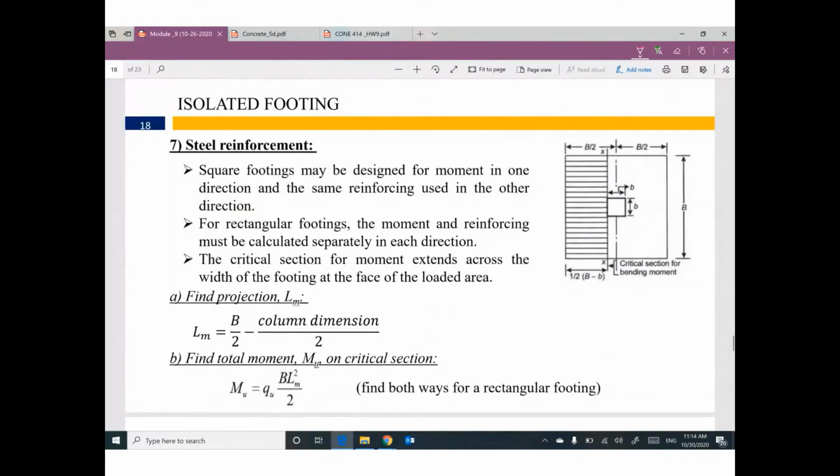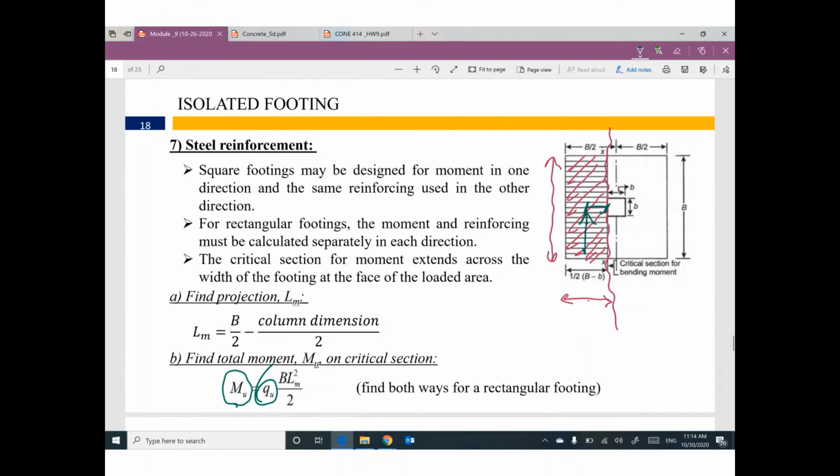Do you remember where the critical section for moment is? Exactly at the face of the column. Can you figure out this length? I believe you can. And I know this length. If you multiply this one times this one, I can get this area. If you multiply this area by q ultimate, I can figure out this force. If you multiply this force by this distance, I can figure out the M ultimate.